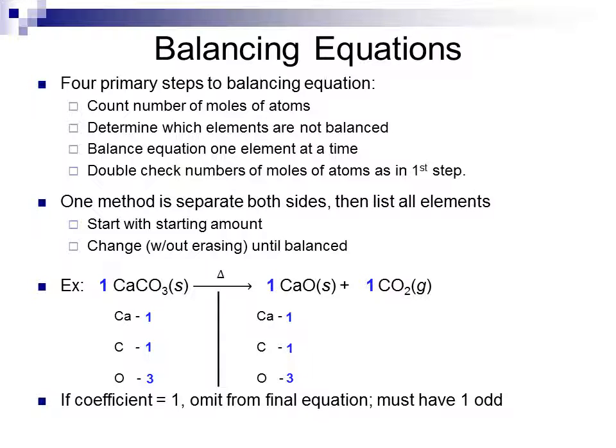If the coefficient in the equation is 1, we will generally omit it from the final equation. And in any sort of balanced chemical equation, there must be at least one odd coefficient. So for this particular reaction, since all of the coefficients are 1, we would omit them all and have a general formula like this.